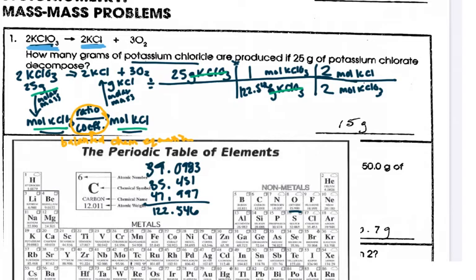So even though it sounds crazy, like ratio, coefficients, it's really just taking the coefficients from your balanced chemical equation and transferring them over to your math setup. So now I've gone from moles of KClO3 to moles of KCl. So now my last step is this grams of KCl step. I need to convert to grams of KCl.